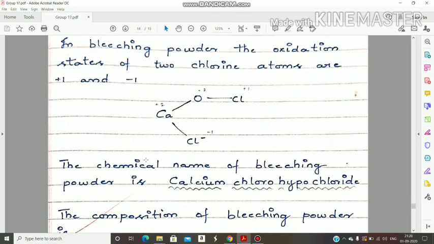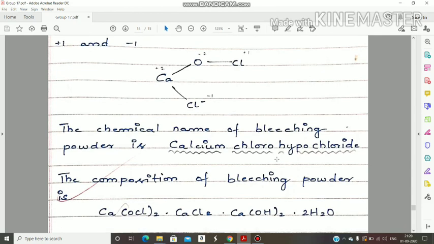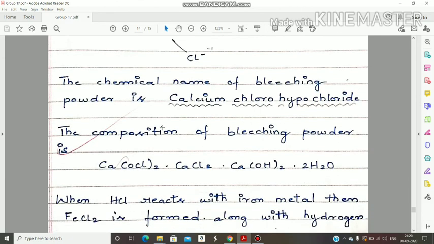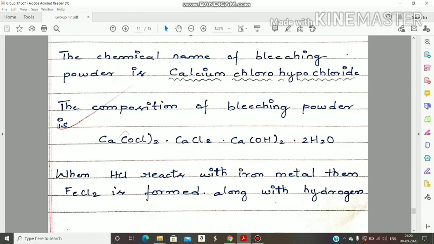Next, the chemical name of bleaching powder is calcium chlorohypochlorite. The composition of bleaching powder is Ca(OCl)2, CaCl2, Ca(OH)2, 2H2O. This is the composition. No need to remember this point.